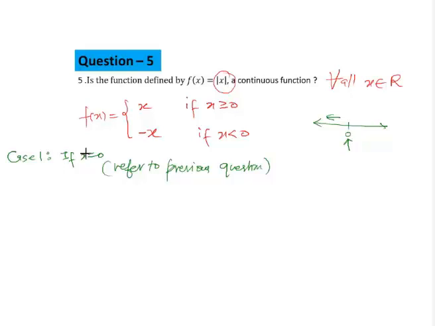So if you want to see the function is continuous at x is equal to 0, the procedure is the same as we did in the previous few questions. Now case 2, if x is a positive number, so x is greater than 0.